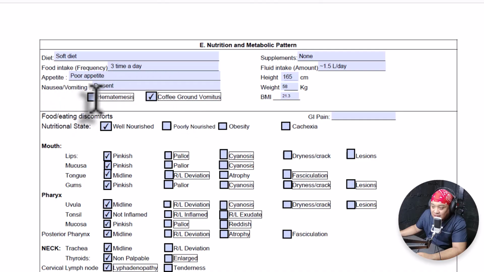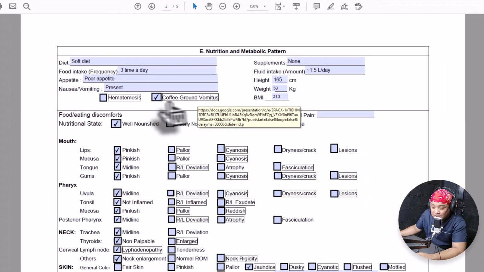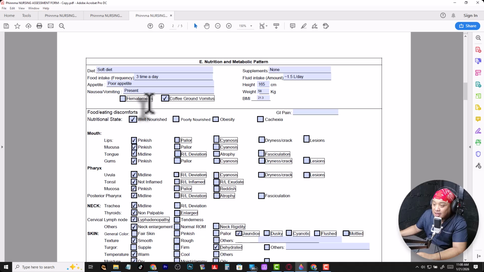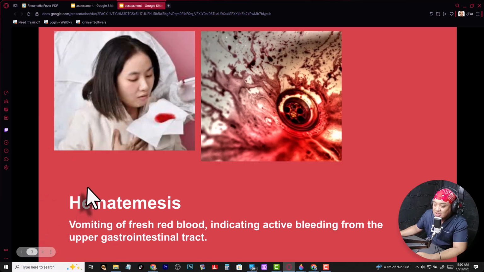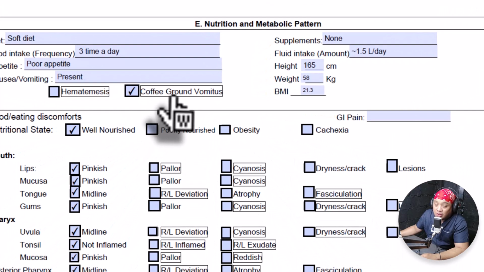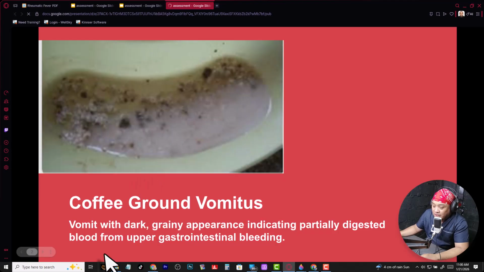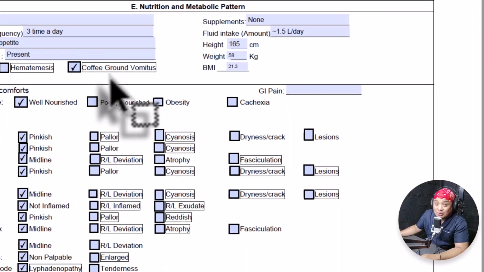By the way, just below this is hematemesis and coffee ground vomitus. If you're using the PDF file, simply click this one and it will route you to the web link. For example, for hematemesis, this is an illustration. Let me show you here. This is a vomiting of fresh red blood indicating active bleeding from the upper GI tract. Okay, that is hematemesis. Let's move on. Coffee ground vomitus is vomit with a dark grainy appearance indicating partially digested blood from the upper GI. So that already gives you the idea.